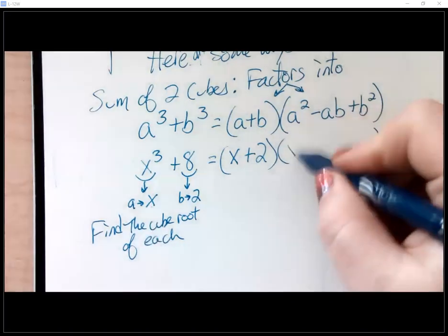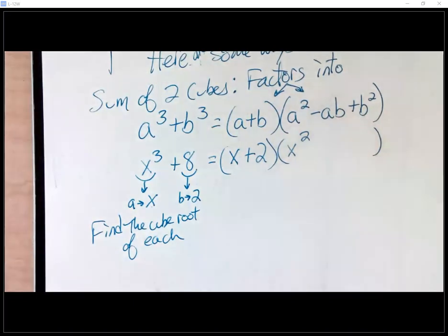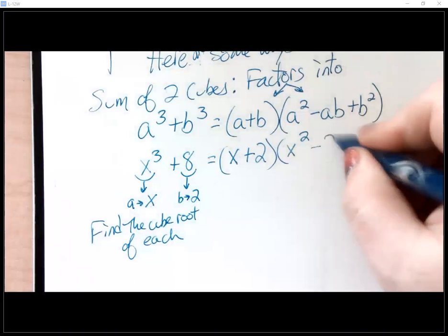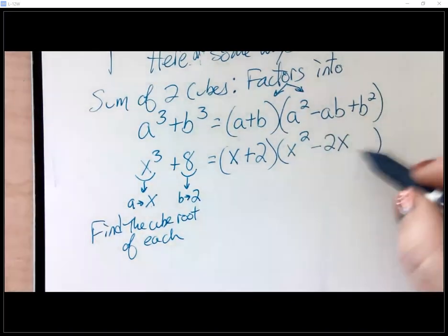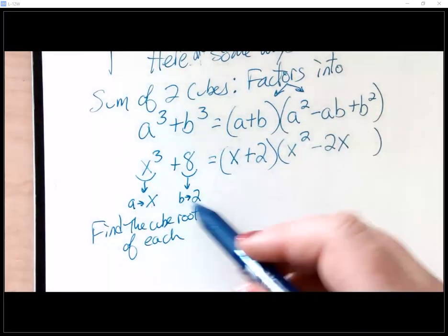And then for this chunk, you want to multiply a and b together and just subtract that answer. So x times 2 is 2x, right? So in my formula, I just write it as minus 2x. And then in my last spot here, I have plus b squared. So that's 2 squared, which is just 4.